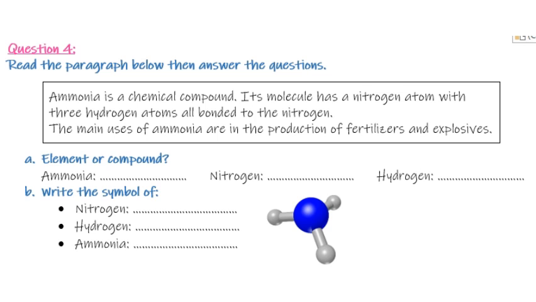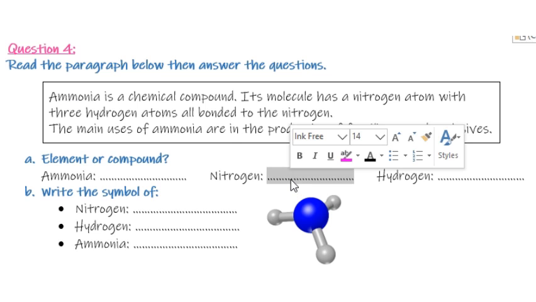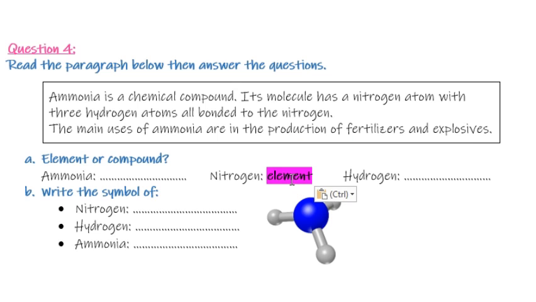Element or compound. Okay, we'll be talking about ammonia, nitrogen, and hydrogen. Let's start with nitrogen. Nitrogen, as we know, is an element. That's right. What's the symbol? No, we're gonna answer this in the second part. So nitrogen is an element, okay, because it's a simple substance that cannot be separated into simpler substances. What about hydrogen? Hydrogen also is an element, okay? It's a simple substance that cannot be separated into simpler substances.